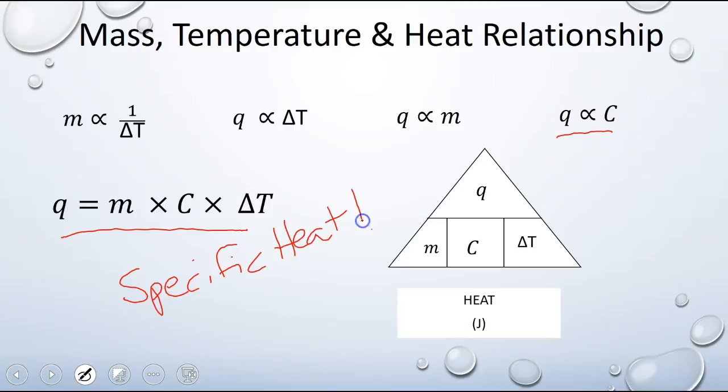Okay? So hopefully that's giving you enough to chew on. Tomorrow we're going to be practicing specific heat problems. So make sure you've taken both of these sets of notes. Sorry, this one is a little bit longer.